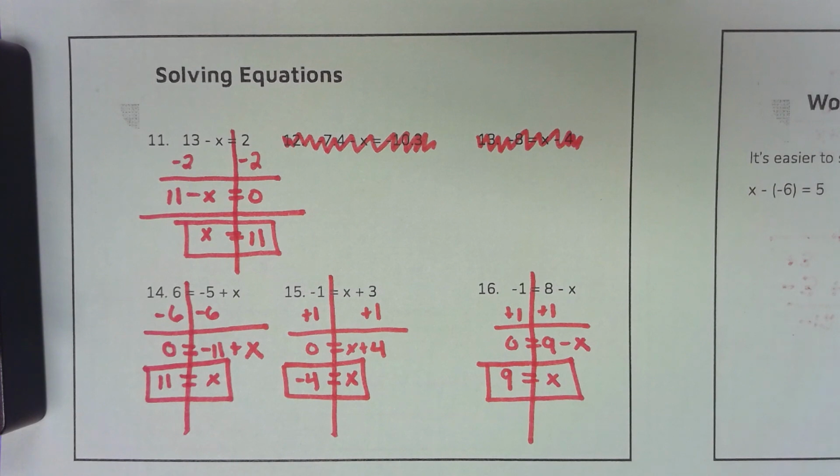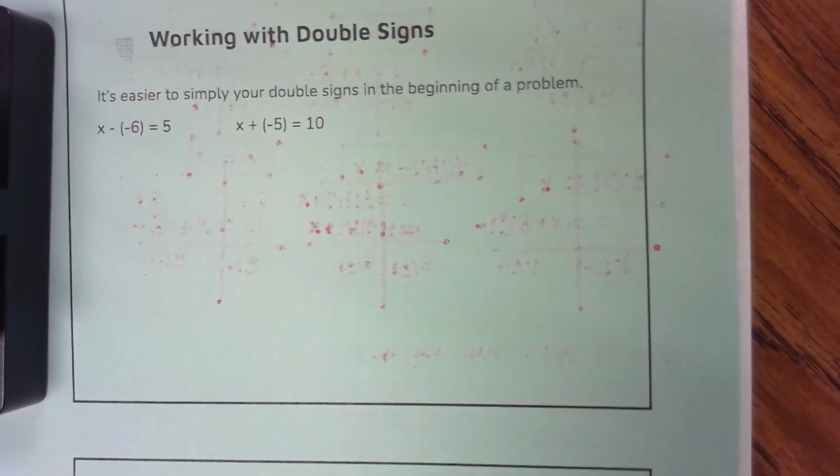For 15, we're adding 1 to both sides, giving us 0 is equal to x plus 4. And thus, x needs to equal negative 4 for that to be 0. 16, add 1 to both sides. So I get 0 is equal to 9 minus x, and thus x needs to be 9. Okay, last thing, and then we'll get you some homework time.